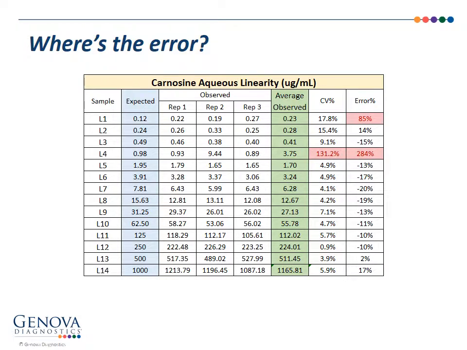All right, can you see the error here? Clearly it's something at level 4, because we see the CV and the error are not acceptable. If you look, we expected 0.98, and what we observed was 0.93, 9.44, and 0.89. Clearly that 9.44 was some sort of problem. Most likely we just typed it in incorrectly. It was probably supposed to be 0.94, and we just put the decimal in the wrong place. In this situation, go back to your run packet and make sure it was actually supposed to be 0.94, and correct the point. If it actually does say 9.44 in your run packet, then that's a clear, obvious outlier, and you can drop that out of analysis.